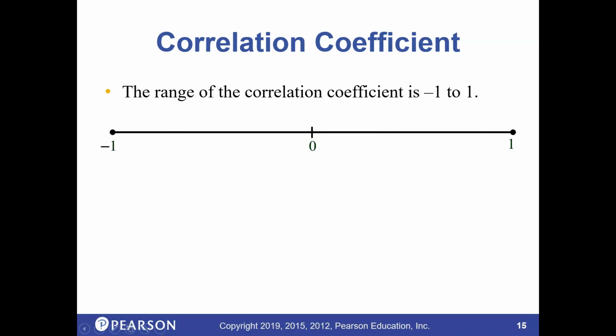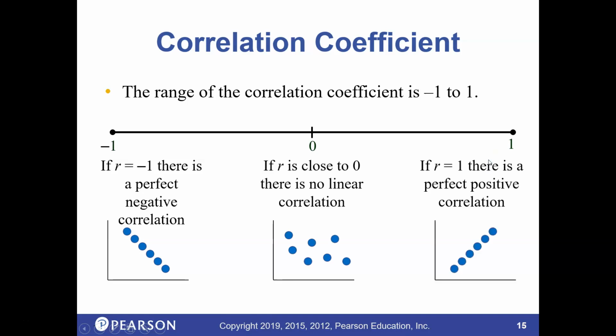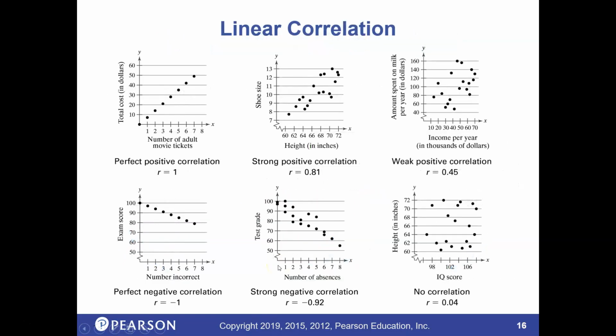The closer this value gets to an absolute value of 1, the stronger the relationship. If the value of r is close to -1, it's a strong negative relationship. If it's close to +1, it's a strong positive relationship. So we have perfect positive correlation here, perfect negative correlation here, and then probably a correlation pretty close to 0 here. And you can see everything in between.